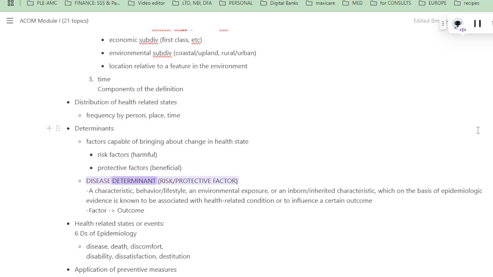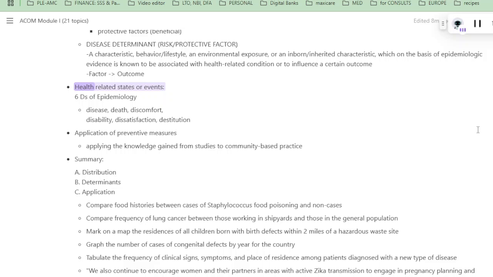Disease determinant, risk or protective factor: a characteristic, behavior or lifestyle, an environmental exposure, or an inborn or inherited characteristic, which on the basis of epidemiologic evidence is known to be associated with a health-related condition or to influence a certain outcome. Factor and outcome: health-related states or events.